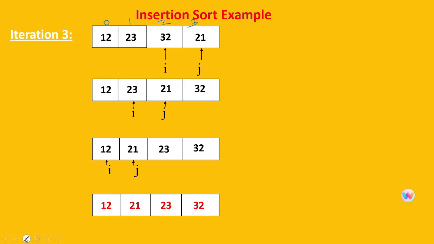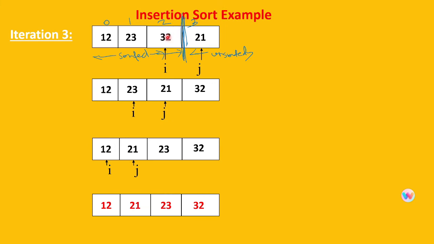The marker will be where i is pointing. So your marker will come now. This is the sorted part and the last element is the unsorted part. Now compare 21 with all the sorted elements, that is 12, 23 and 32, one by one. First it will compare with where i is pointing, so 21 will be compared with 32.